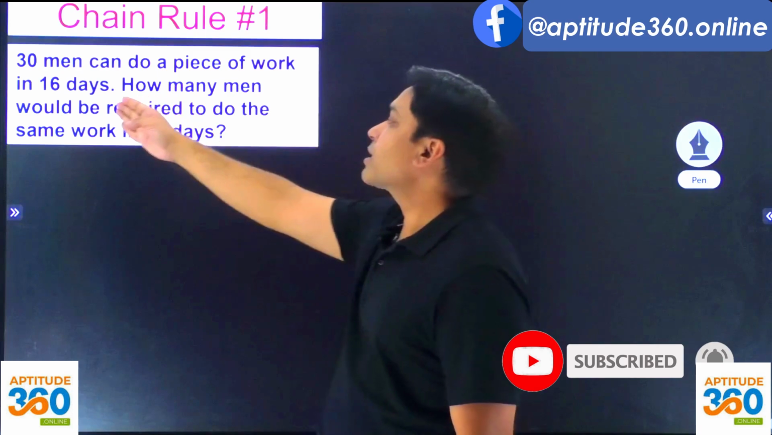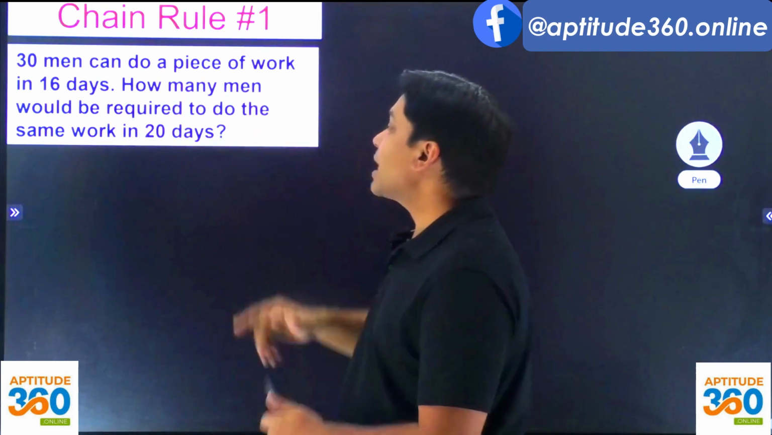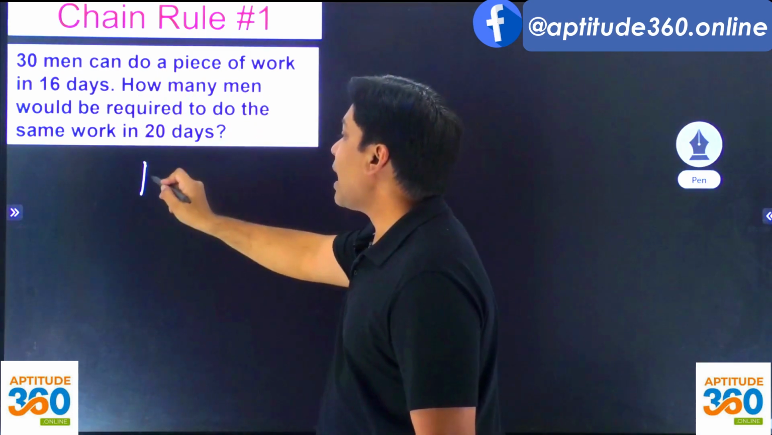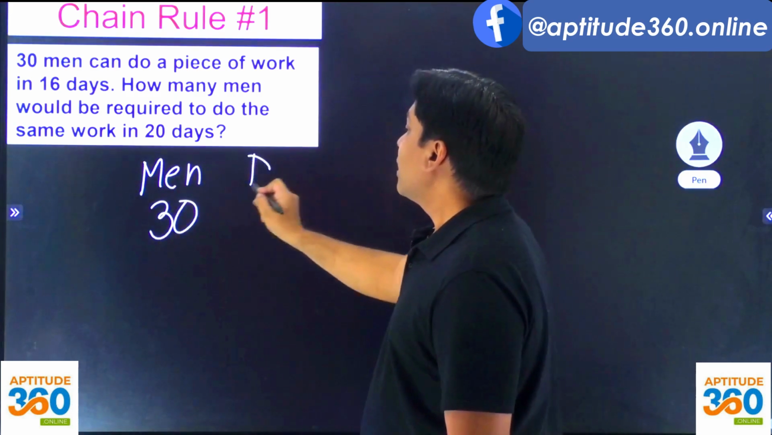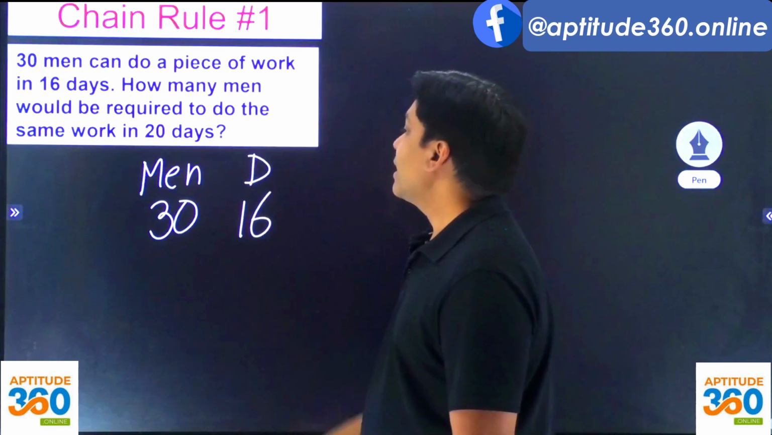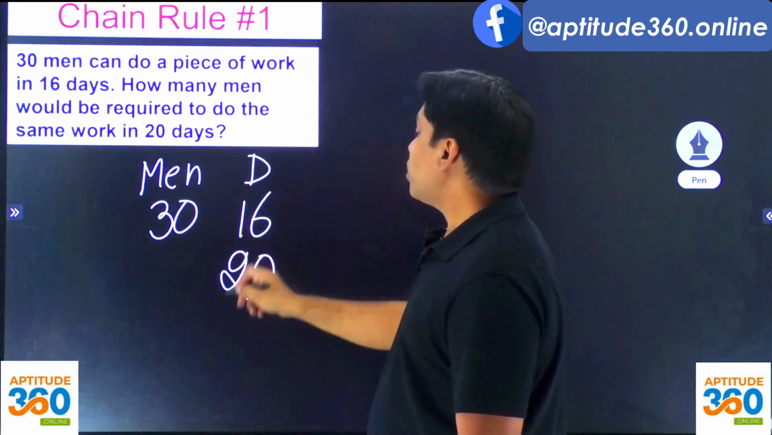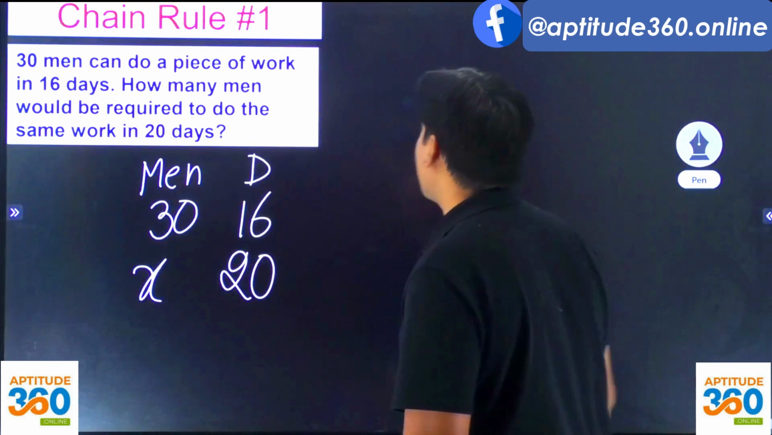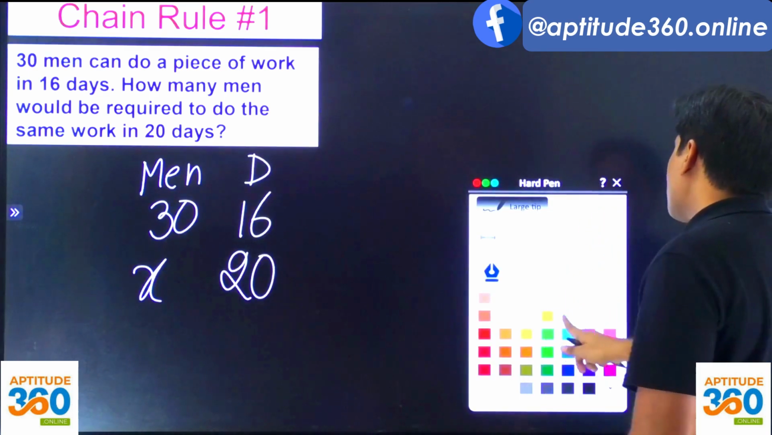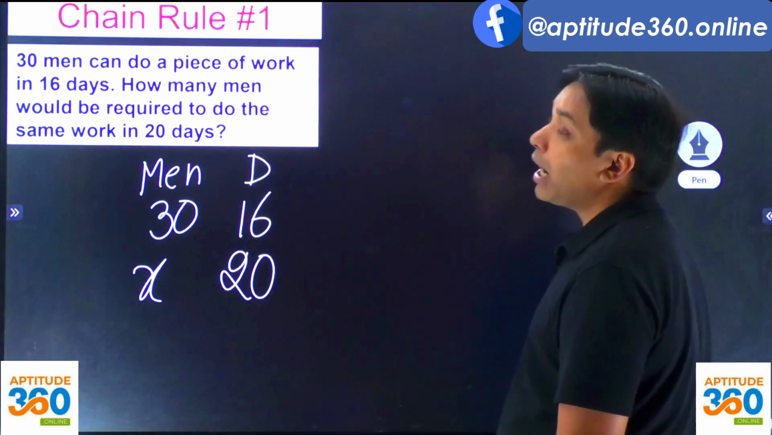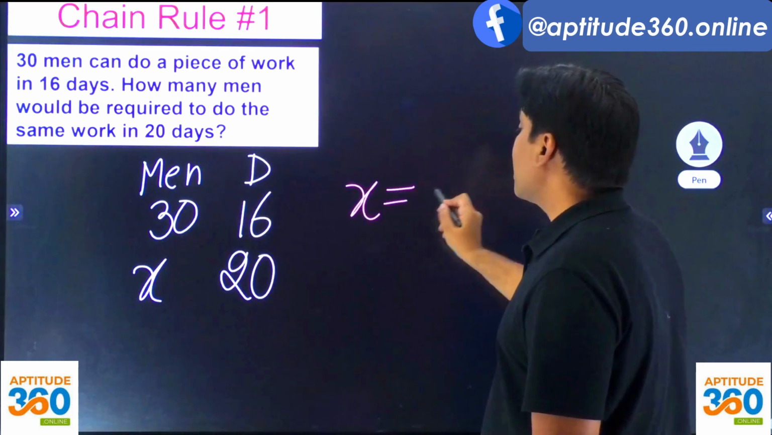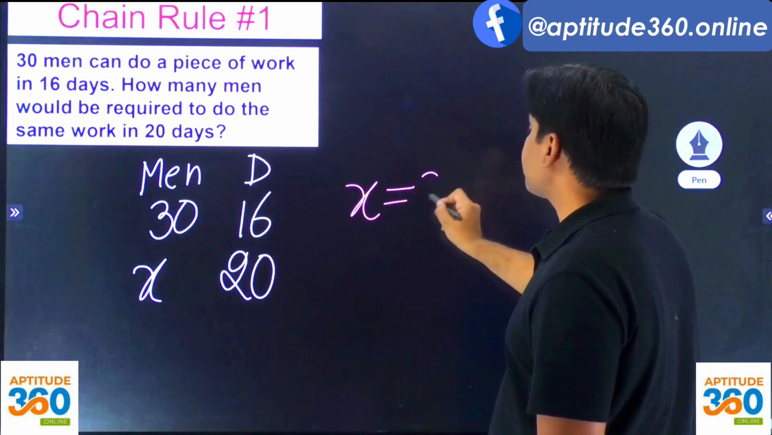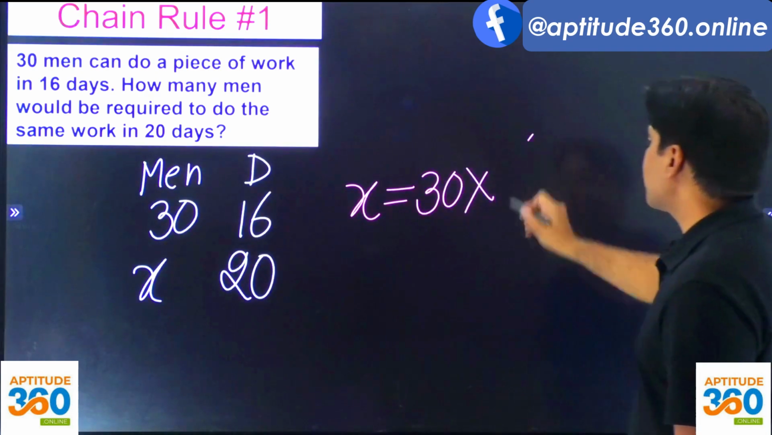Let us try to simplify this problem. It says that 30 men can do a piece of work in 16 days. How many men would be required to do the same work in 20 days? Men, how many men do we have? 30 men. How many days? 16 days. And then in order to do the work in 20 days, how many men are required? There will be only one variable which is not given in the problem, and you have to find its value. So now what is going to be the value of x out here? The value of x is going to be 30 into a fraction.